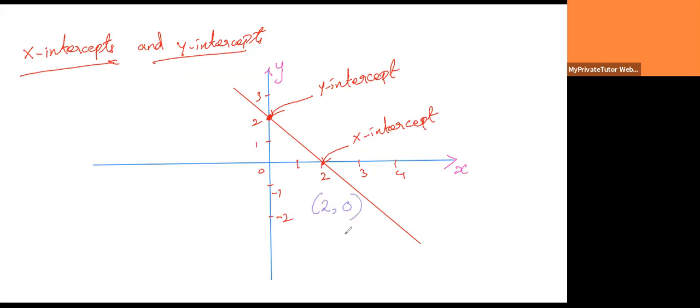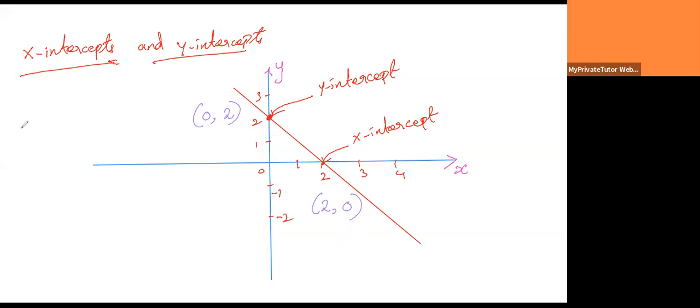What does that mean? The y value is always 0 for the x-intercept. And similarly for the y-intercept, you can see that the x value is always 0. So I hope you guys understand the basics, what exactly the x and y intercept means. And now, how to find x and y intercepts?